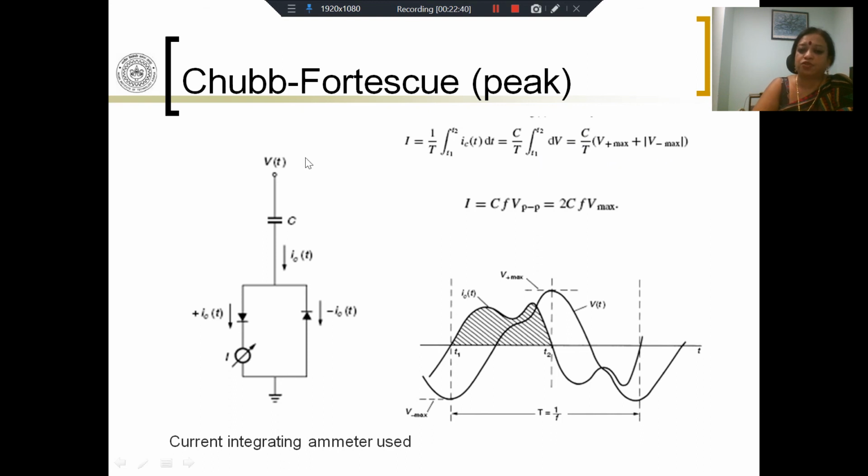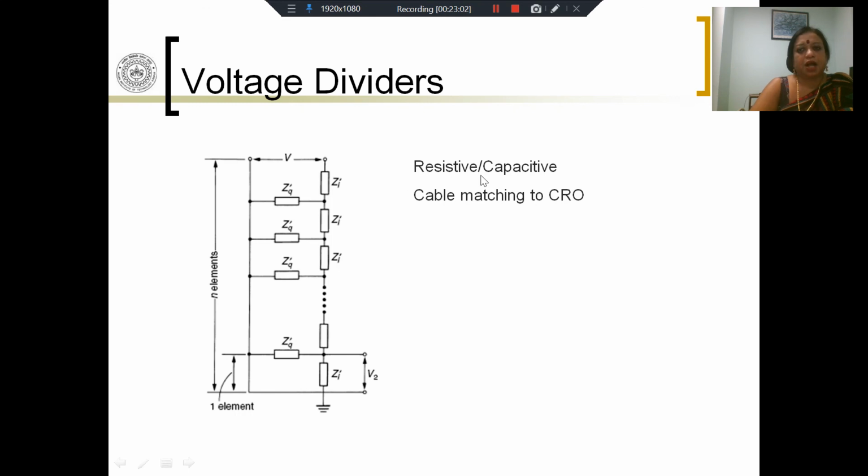Therefore, what you measure, I, is nothing but the known capacitance C multiplied by the frequency and the peak-to-peak voltage. In case of a sinusoidal wave, this will be 2V max. So using a current integrating ammeter, we are able to measure the peak voltage. Apart from that, voltage dividers may also be used. Either resistive dividers or capacitive dividers might be used for measurement of voltages.